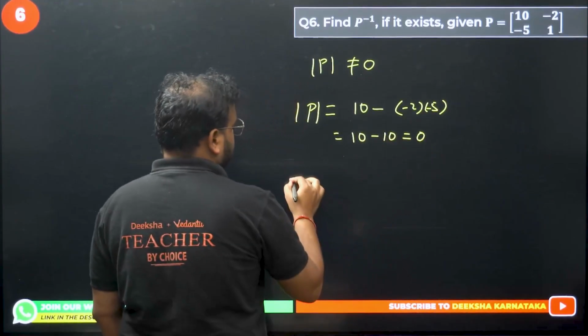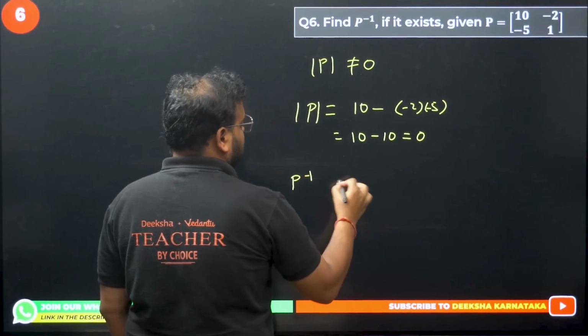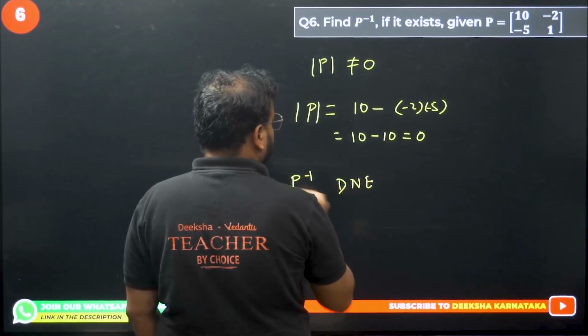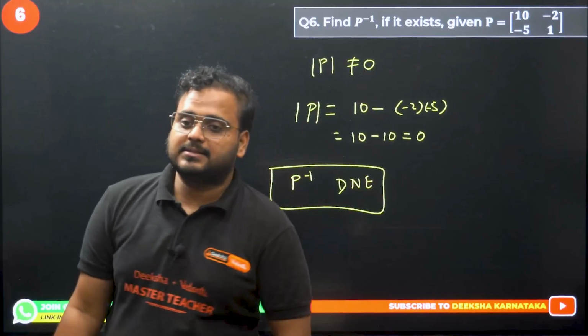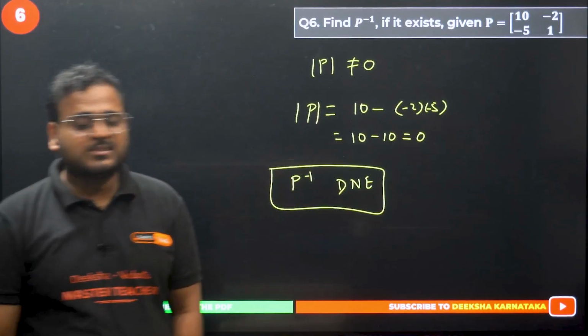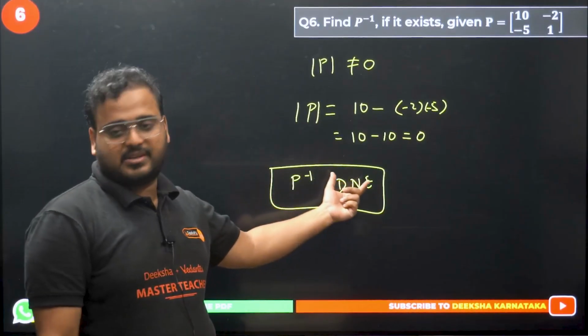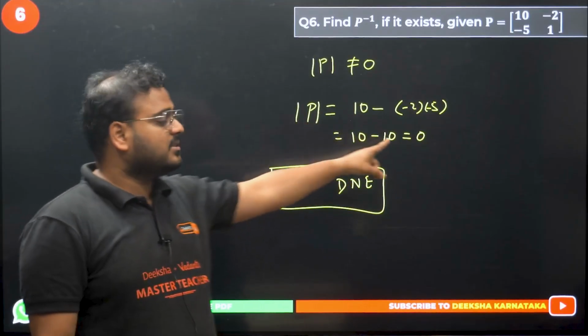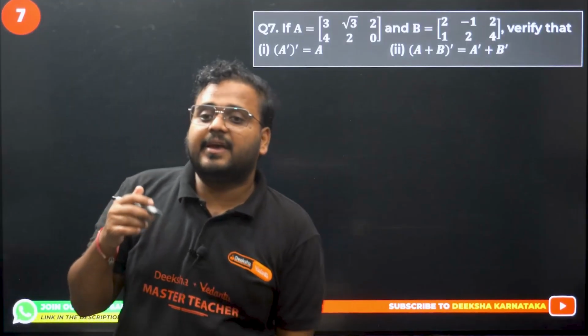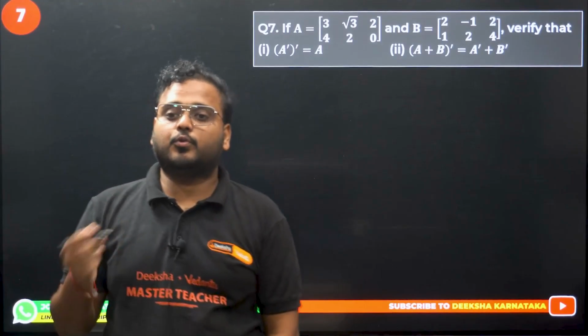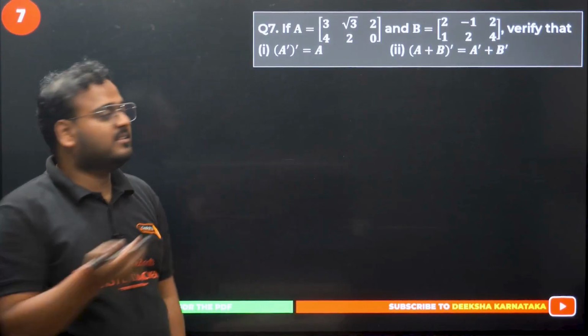It means P inverse does not exist. P inverse does not exist. Correct? P inverse does not exist because it is a singular matrix. I'm getting the determinant value as 0. Okay, 6 is done. Question number 7 now. If A is 3, root 3, 2, 4, 2, 0, and B is given, verify the conditions.